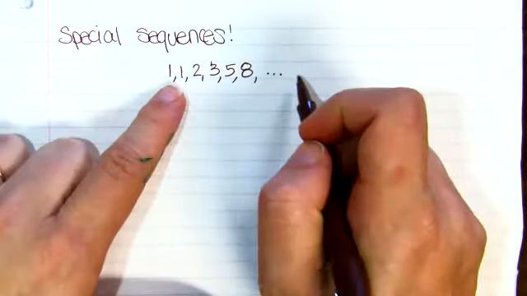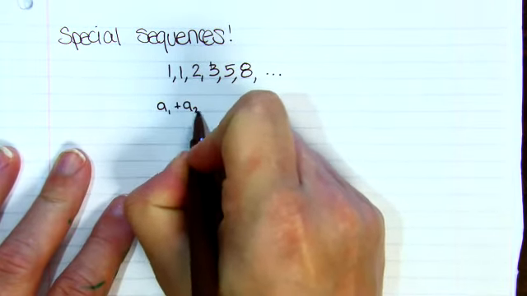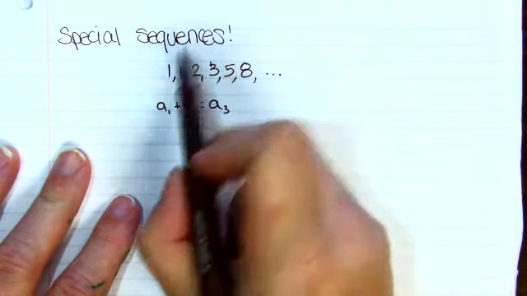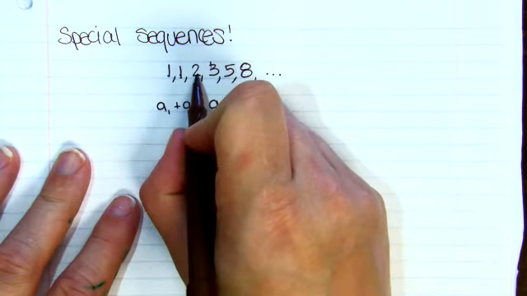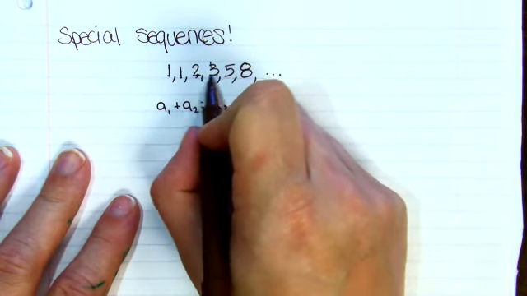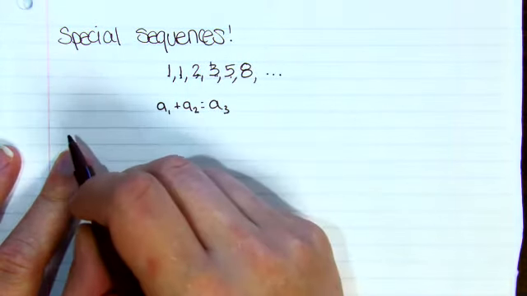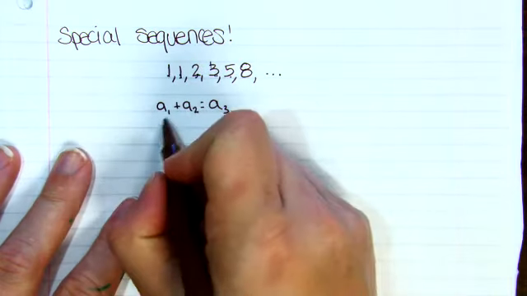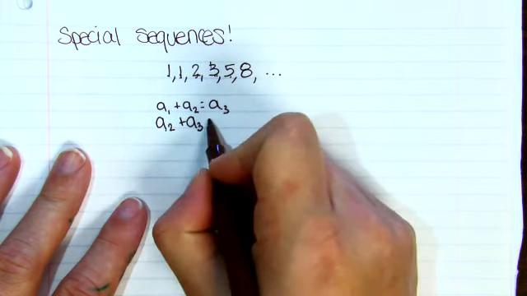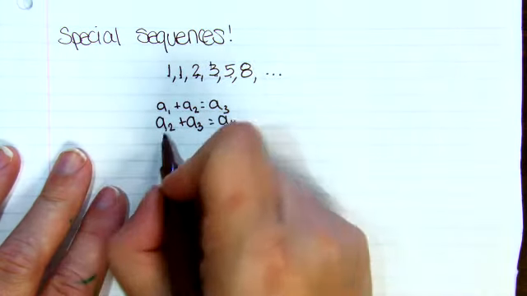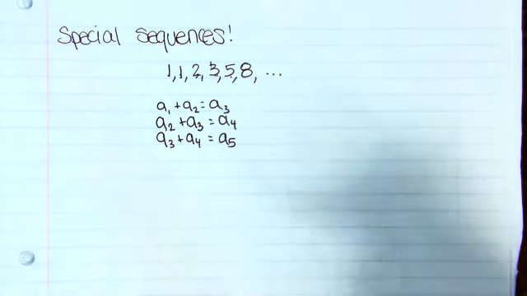And actually what turns out is that if you take the first term plus the second term, you get the third term. 1 plus 1 equals 2. And if you do 1 plus 2, you get 3. And 2 plus 3 equals 5. So in order to find a term, you're taking the two terms before and adding them together. So like a sub 2 plus a sub 3, so second term plus third term equals fourth term. Third term plus fourth term equals fifth term.